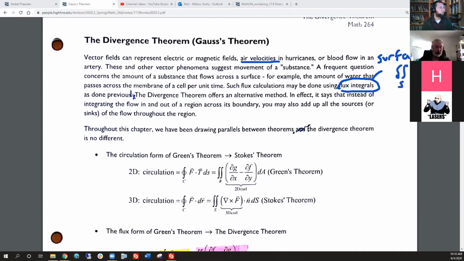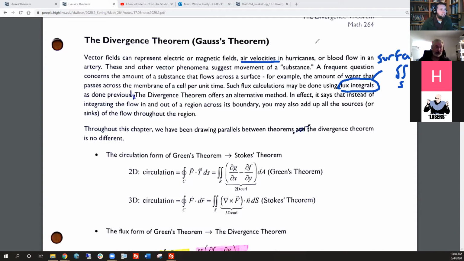So surface integrals, as we did previously, but the divergence theorem offers an alternative method. In effect, it says that instead of integrating the flow in and out of a region across its boundary, you may also add up all the sources or sinks of the flow across the region. It's kind of our background.